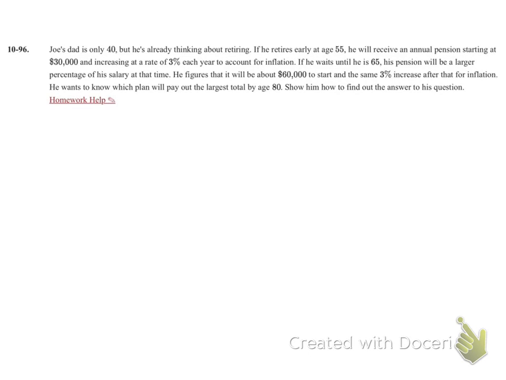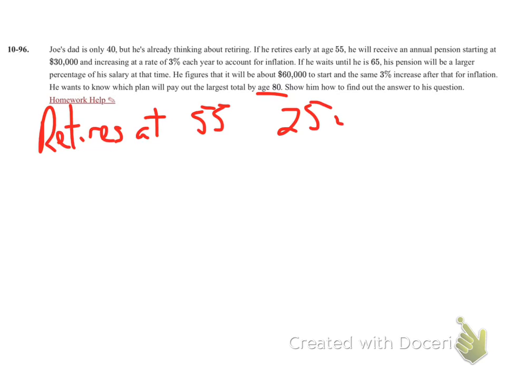All right, problem 96, we're taking a look at a guy who's planning on retiring and how much money he will make. So first of all, let's look at if he retires at 55. From 55 to 80, that is going to be 25 years.